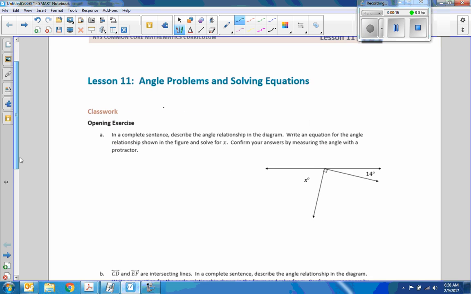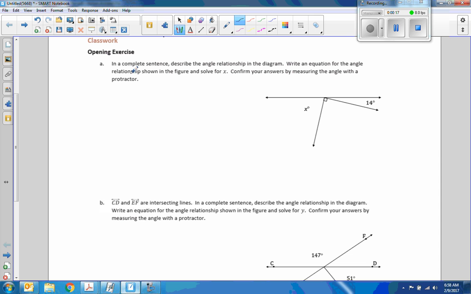Okay, so the opening classwork exercise says in a complete sentence. Let me underline that. In a complete sentence, describe the angle relationship in the diagram. Write an equation for the angle relationship shown in the figure and solve for x. Confirm your answer by measuring the angle with a protractor. So here we go.